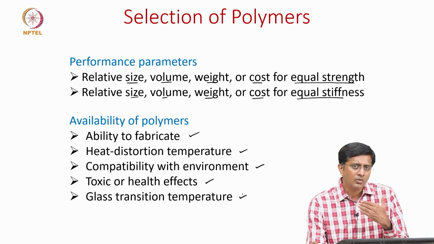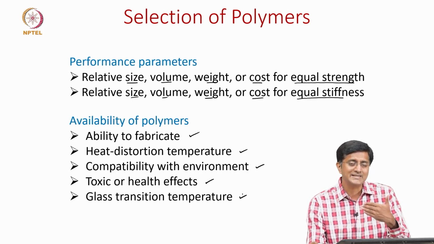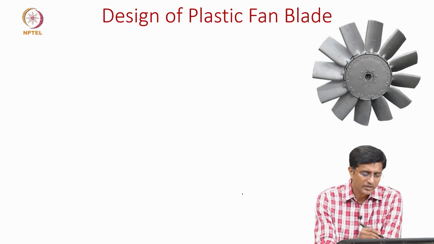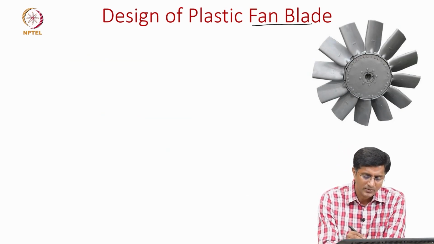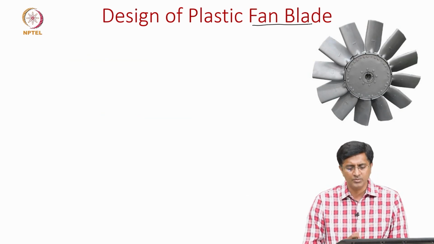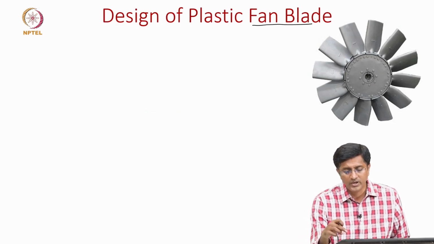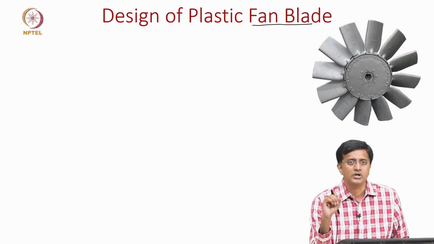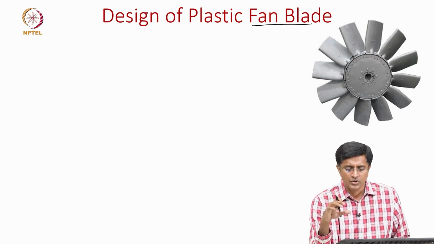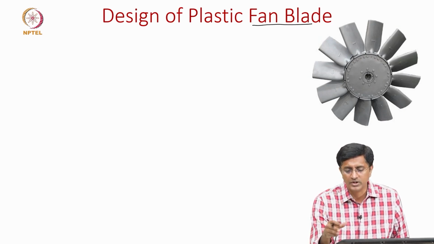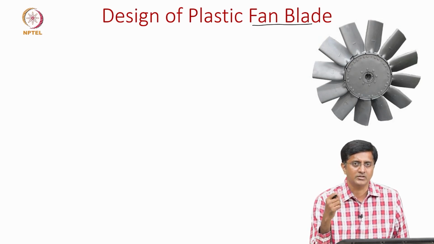Having discussed this, now let us move into the design aspects with these polymers. We will start with the design of a plastic fan blade. As you can see in this image, what we have is a blade. There are several blades attached to the central rotor. Usually when we design these with plastics, there is some additional criteria one has to look into, unlike the same thing when it is designed with a metal.